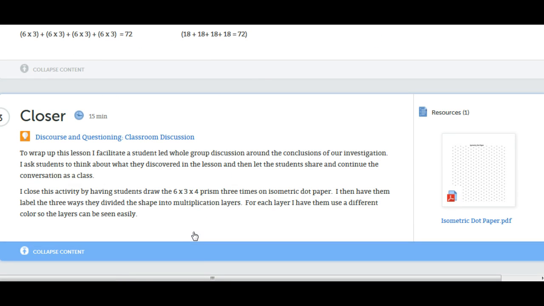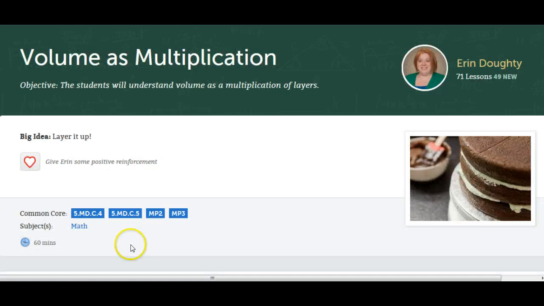And to wrap up the activity, we get back out our isometric dot paper, and then I have the students draw that 6 by 3 by 4 prism and label or color the different layers that they use for multiplication and label them with what multiplication problem they used to find that layer. And that's an overview of volume as multiplication.